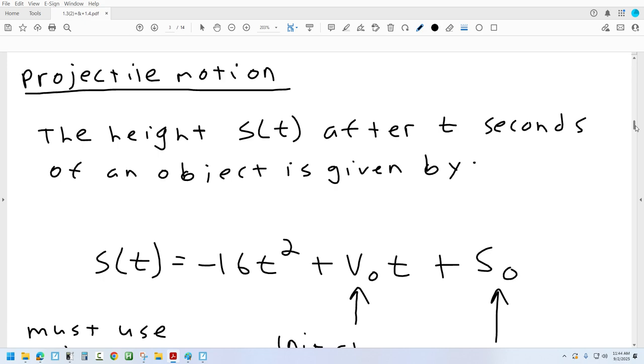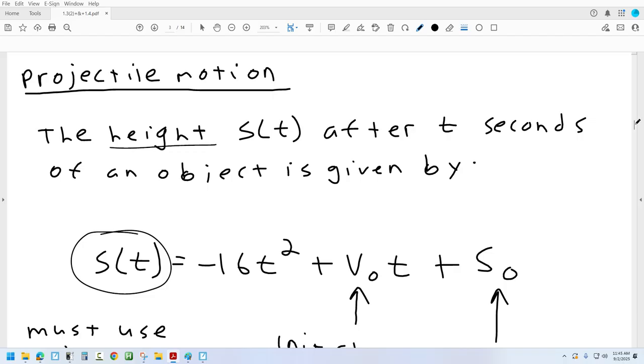Projectile motion basically is a formula you can use that approximates the height of an object that travels either straight up and straight down or even in an arc, like if you're throwing a ball or something. The left-hand side represents the height. The right-hand side is the formula to find the height. So S sub t is the height. S of t, that's how you'd say that.